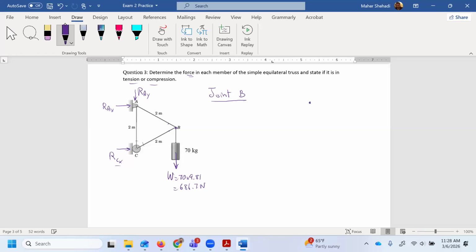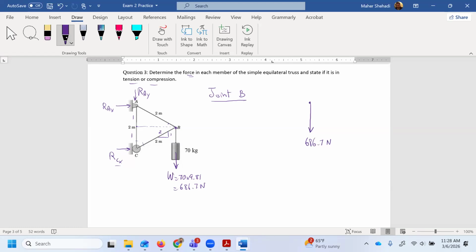Okay, what do we have at B? I have the 686.7 newtons. And then we have here, this is 2, and so I need to know the slopes. Should be the same, 2, 2 here. This is 1, 1. Okay, so if we look into this one, the Y is 1, and here it's 2. So 1, 2, and the hypotenuse is 2. So I know this is 1 and this is 2.